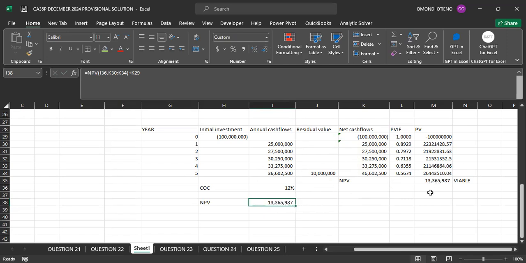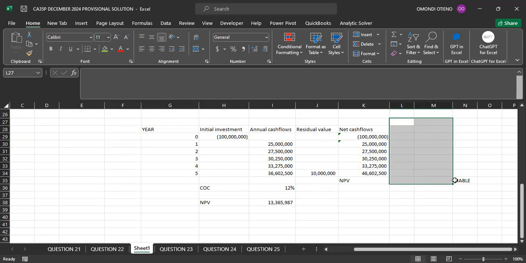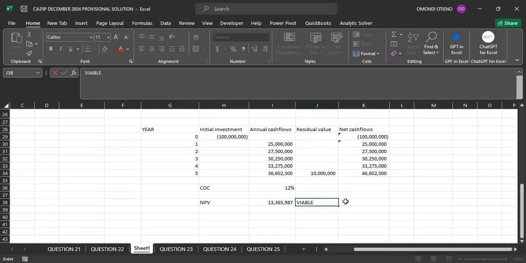So I want to encourage CPA or BDA students to avoid using this long procedure unless you are calculating Macaulay's period. Forget about that and use the shortcut, the NPV function. And of course, having calculated NPV, we say here that the project is viable.